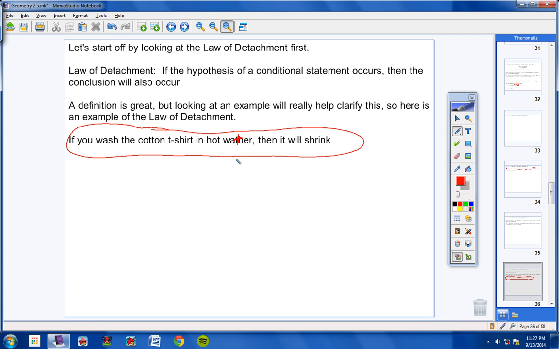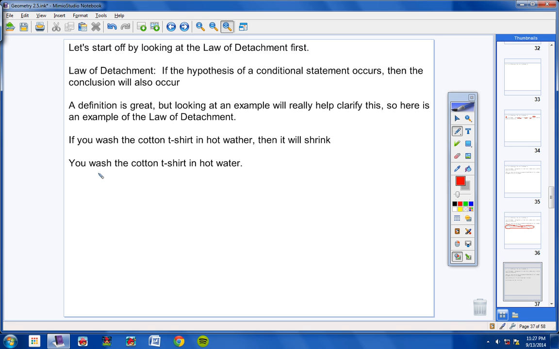Okay, now listen to me carefully. Write this next statement down. You wash the cotton t-shirt in hot water. So then tell me, students, what is going to be the outcome? If you wash the cotton t-shirt in hot water, this is your hypothesis, then it will shrink.